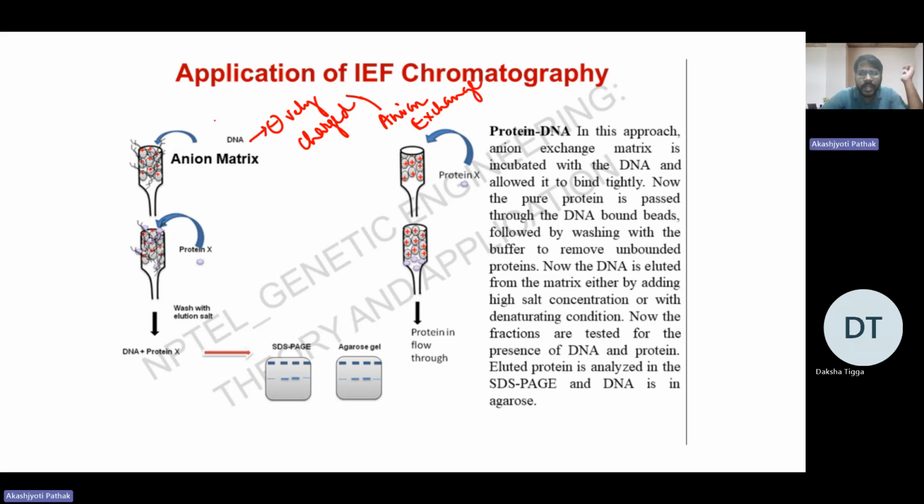You see here your protein X is getting eluted in the flow through. While the DNA molecule, because your matrix is positively charged, will remain bound to your beads. So you see here it is bound to your beads while your protein X is getting eluted. So you can purify your DNA using an anion exchange chromatography column.